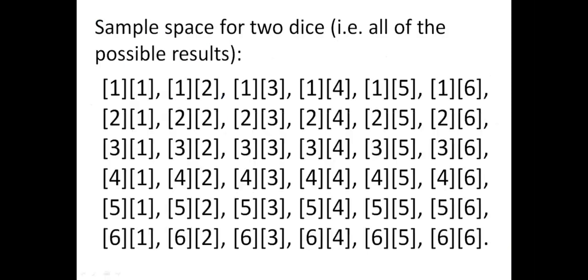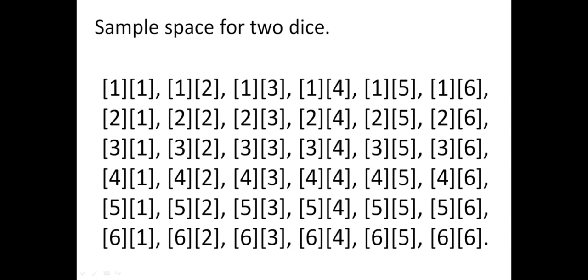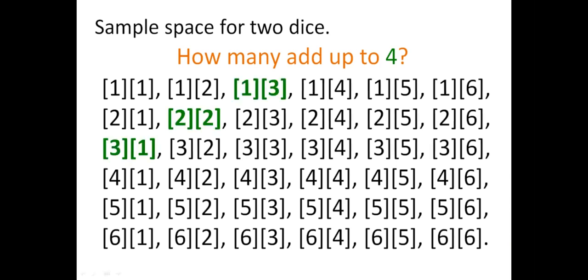Okay, this matrix shows all the possible permutations or outcomes from rolling 2 dice. We have 36 pairs of numbers, where each number within the square brackets represents the number shown by a dice. So let's try to identify the different ways in which we could obtain a result of 4. Feel free to pause the video and try to find them. And we have 3 possible ways in which we could obtain an outcome of 4, highlighted here in green.